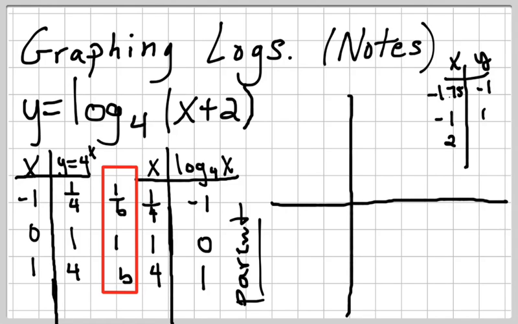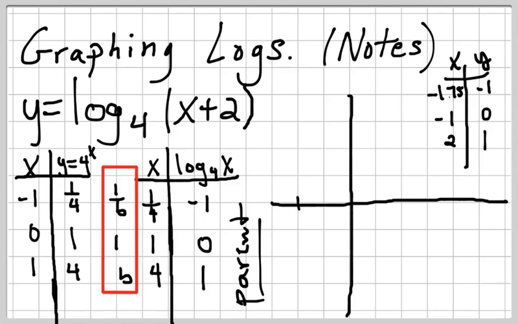I'm going to go ahead and write down, look on the screen, the x coordinates: negative 1.75, negative 1, 2, and then the y values negative 1, 0, and 1. Where did I get those x coordinates? By plugging in the 2. You subtract the 2. Very good.